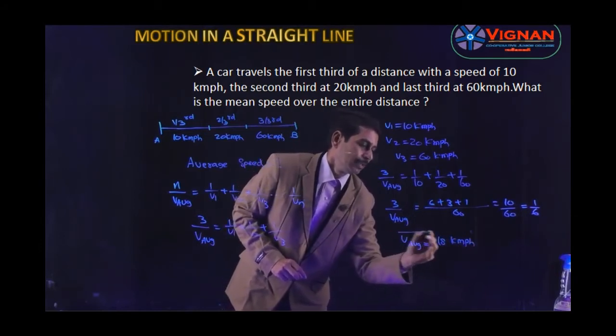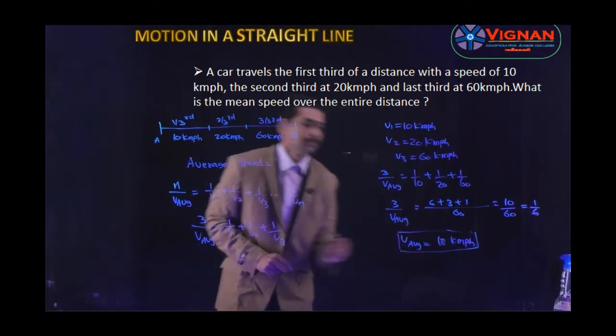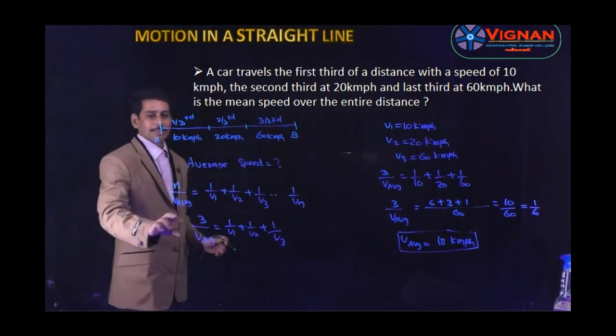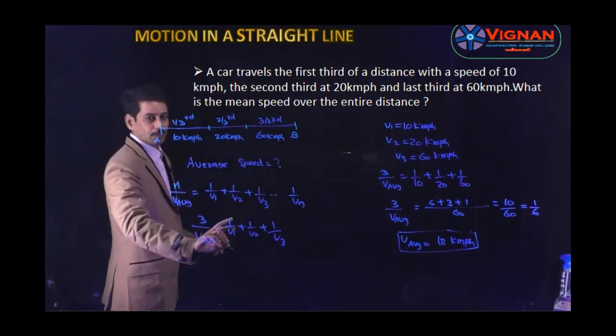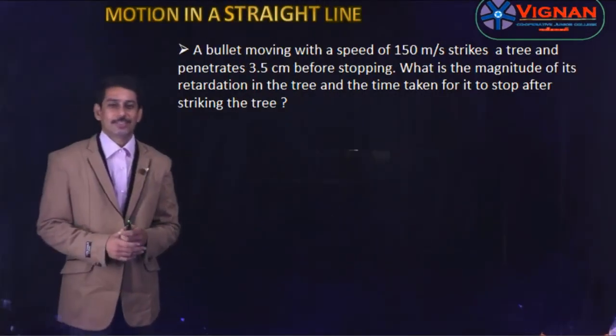So this is the average velocity during the entire journey. Here it is made into 3 equal parts. That's why we are using 3 by v average is equal to 1 by v1 plus 1 by v2 plus 1 by v3. Hi students, now let us see the next problem.